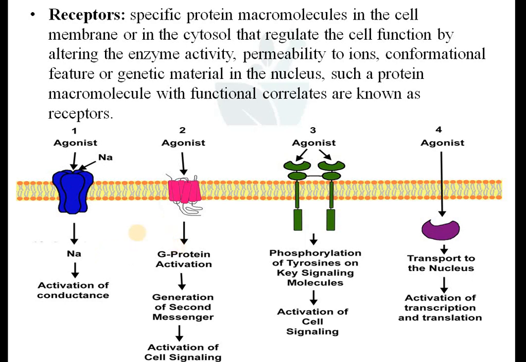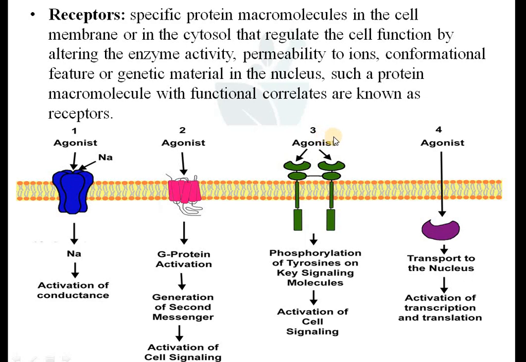Then second is nothing but the G protein coupled receptor. So these agonists will combine with this G protein coupled receptor. These proteins will be activated. After activation, there will be generation of secondary messenger, and that secondary messenger will cause a cell signaling, either stimulation or inhibition. Then again, third category of your receptors is nothing but the kinase linked receptor.